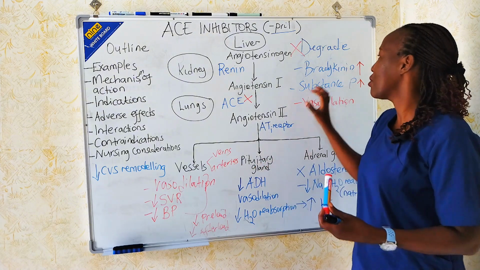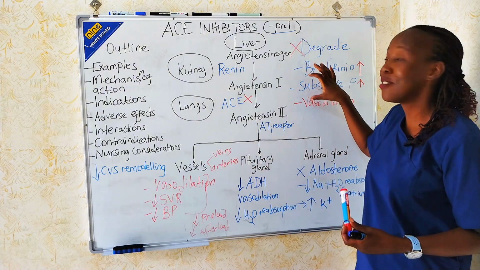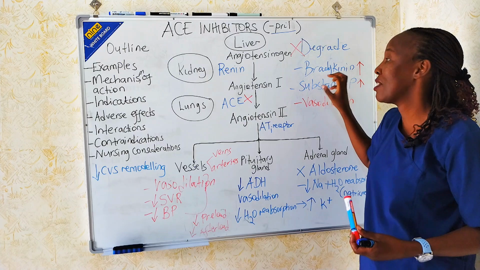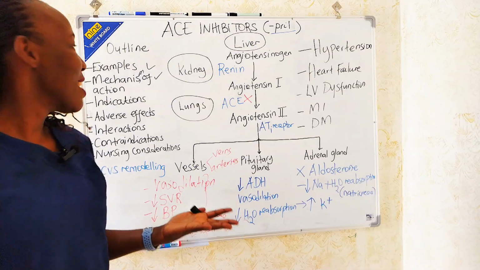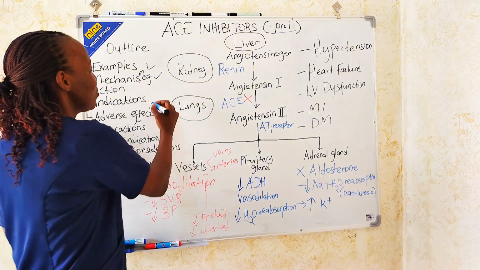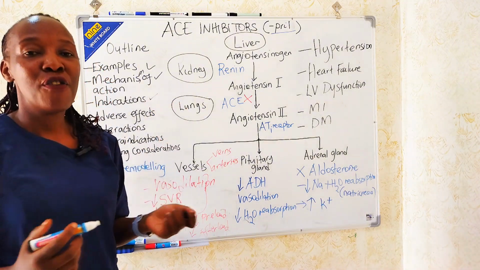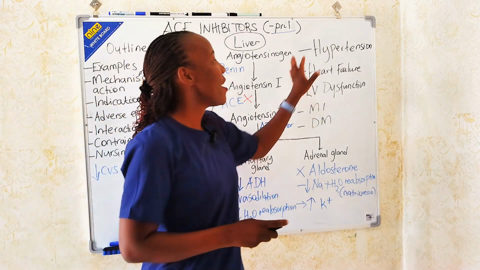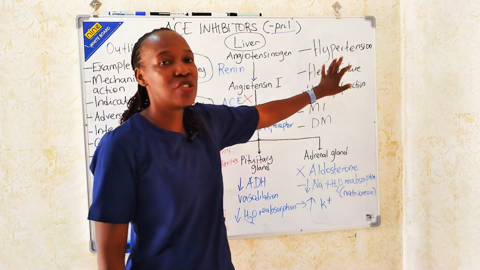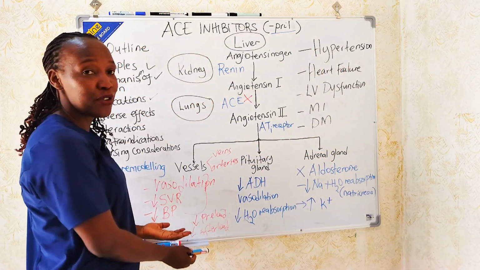But at some point, I'm also going to explain to you how these can bring about some of the side effects of ACE inhibitors. Our third part of this discussion is going to look at the indications. For which conditions do we use the ACE inhibitors? So the first condition would be hypertension.